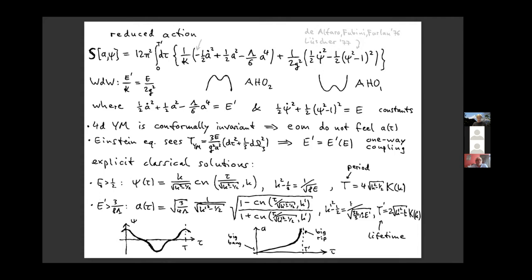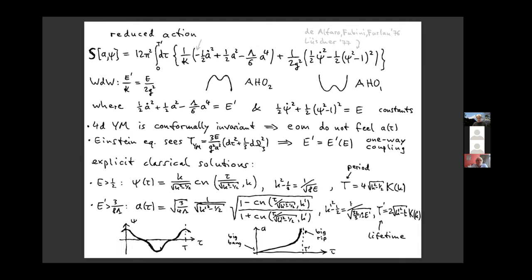I give it here for energies above the critical value. If the energy is well above the critical value, then the solutions are just given by standard Jacobi elliptic functions. This parameter K, the modulus, is related to the energy, and this is the period. K is the complete elliptic integral of the first kind. And similarly for the gauge field, for the scalar, for the scale factor.